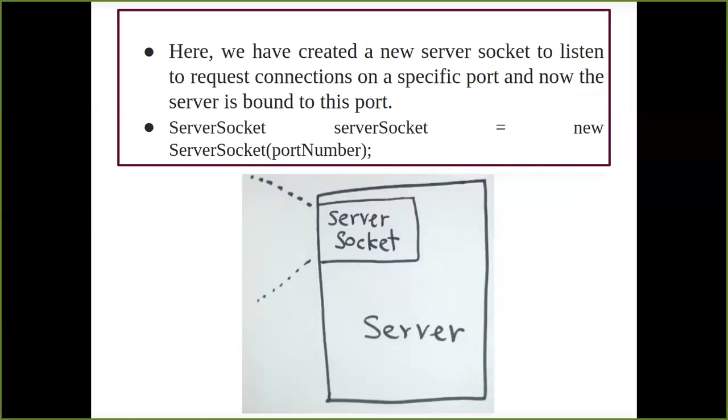So basically what is going to happen, this server socket is going to listen to those requests which are coming from a specific port number. Okay, and then the server is going to bind to this port. That means it is going to try to establish the connection with those clients, with that line which is sending the request for the connection to the server.